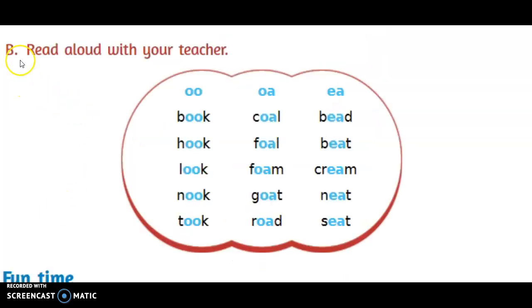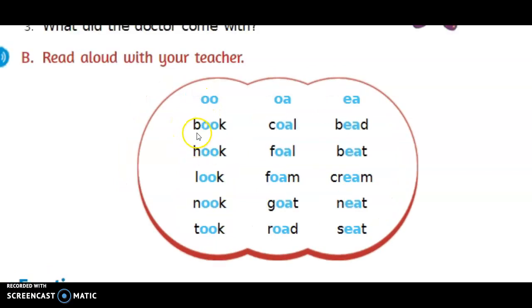Please go to exercise B, that is read aloud with your teacher. The first set of words is with OO. This OO gives both short and long sounds. Here the words given are only short sounds. Let's learn to read them.